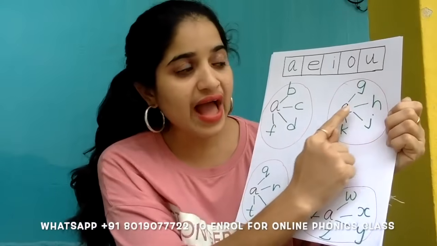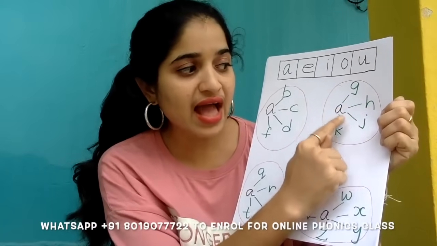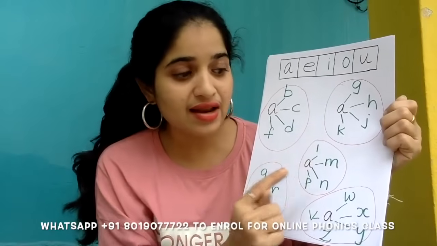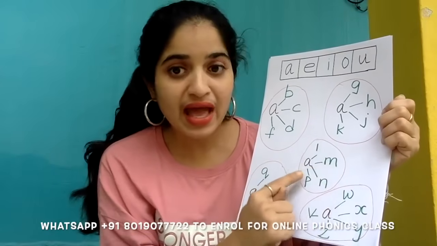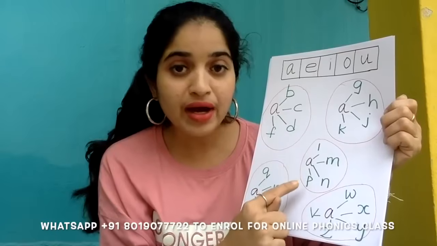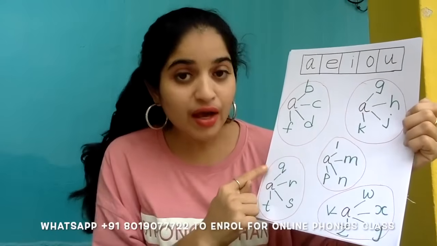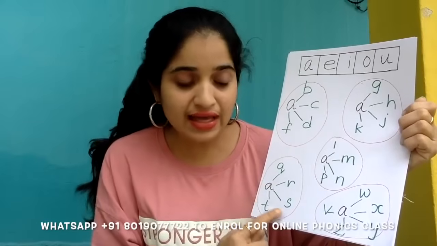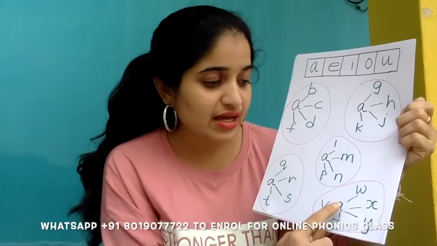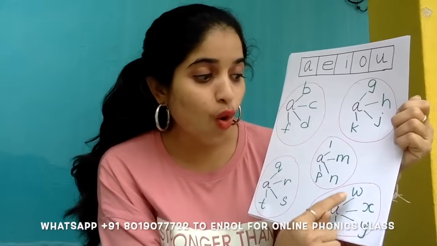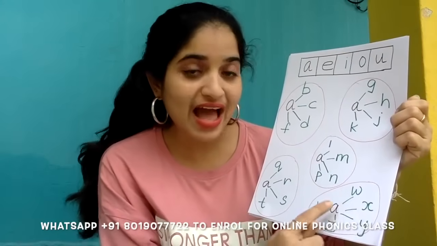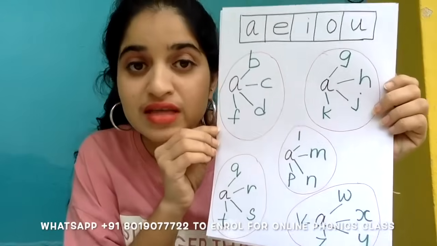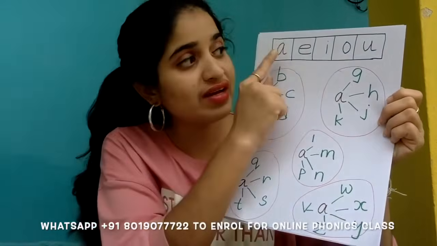Next, a, g, ag, a, h, ah, a, j, aj, a, k, ak, a, l, al, a, m, am, a, n, an, a, p, ap, a, qu, aq, a, r, ar, a, s, as, a, t, at, a, v, av, a, w, aw, a, x, ax, a, y, ay, a, z, az. So this is how we have to prepare a chart for the vowel A.